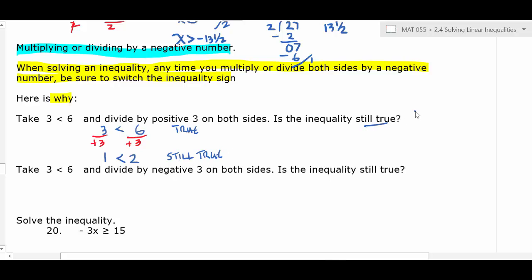Okay, is it still true? Yes. Okay, so that's what happens. Now let's go to this second example. We're going to look at 3 less than 6. This time let's divide by negative 3 and see what happens.